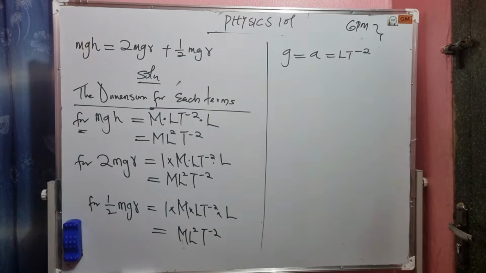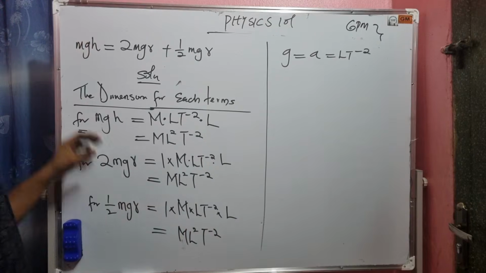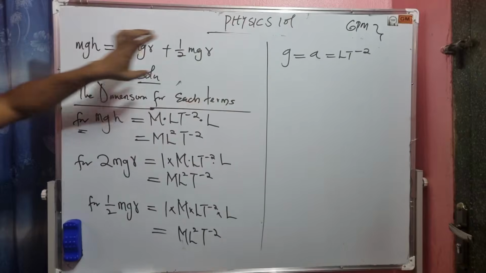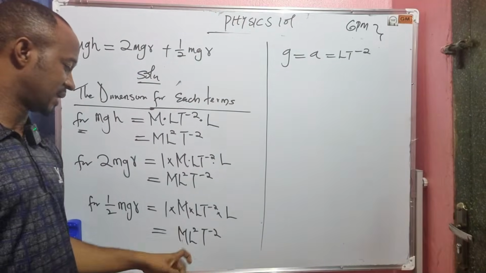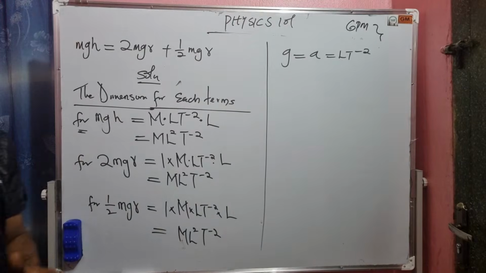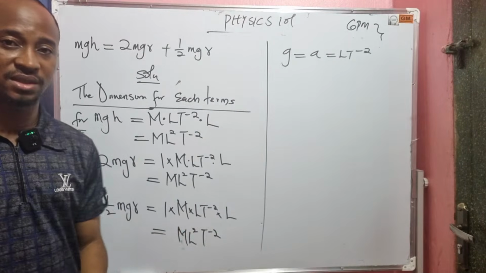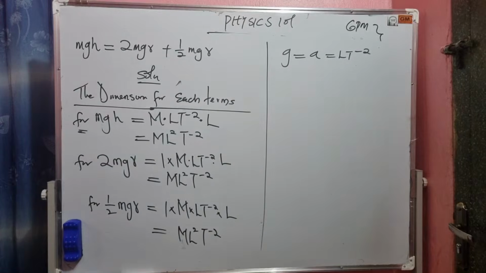So how do we conclude? Since all the terms have the same dimension, that means the equation is homogeneous. It's the same. All right? Since all the terms in the expression have the same dimension, the equation itself is homogeneous. Okay. That is for that.